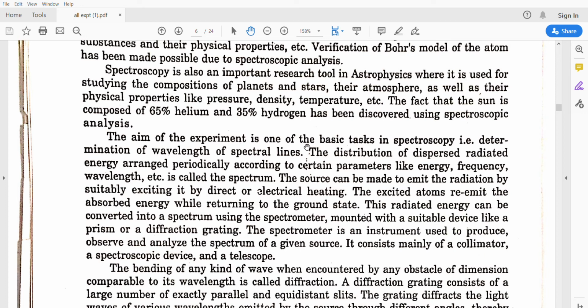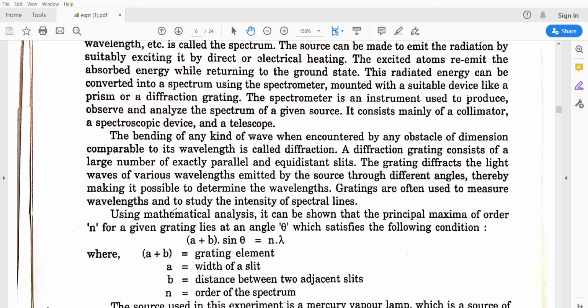The aim of the experiment is one basic task in spectroscopy, the determination of the wavelength of spectral lines. The distribution of dispersed radiant energy arranged periodically according to certain parameters like energy, frequency, wavelength, etc. is called the spectrum. Here the spectrum is formed after the white light travels from the wooden box to the grating. The spectrum will have different colors, and depending on the different colors we need to calculate the wavelength.